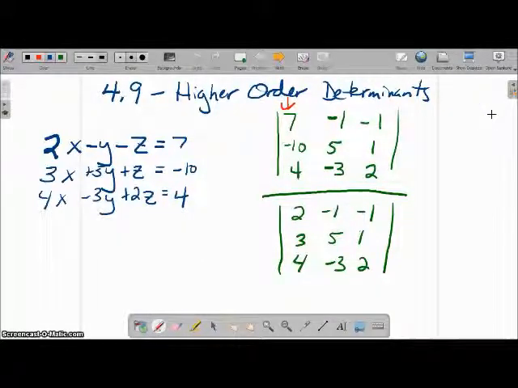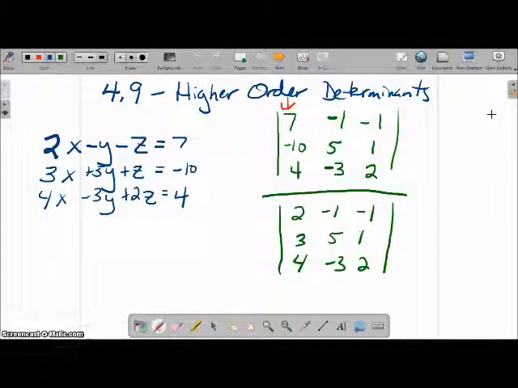Okay, now you guys have used determinants to solve a system with two variables. Now you're going to use these higher order determinants. You're going to use a similar algorithm to solve systems with three variables, and you could even go beyond that, but we're going to stick with three variables.